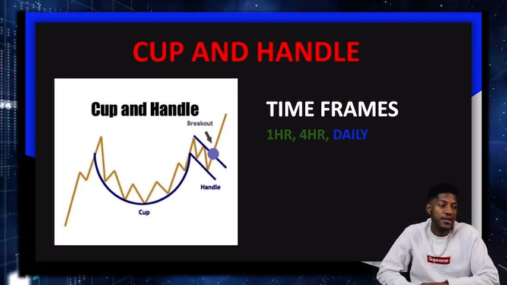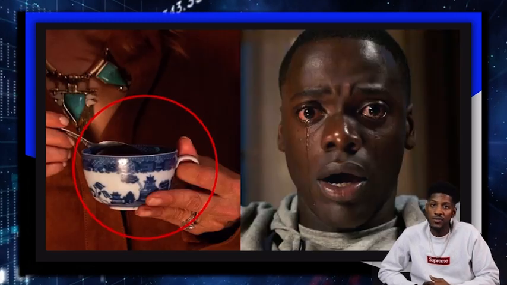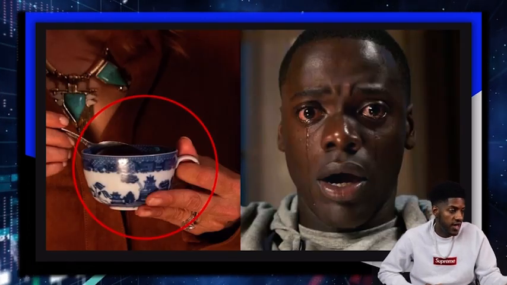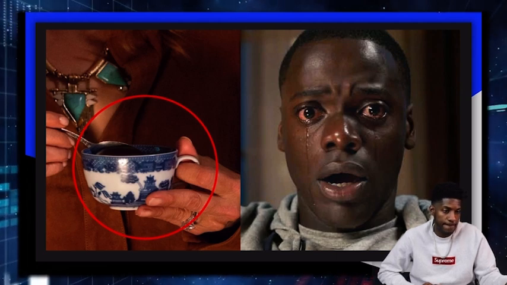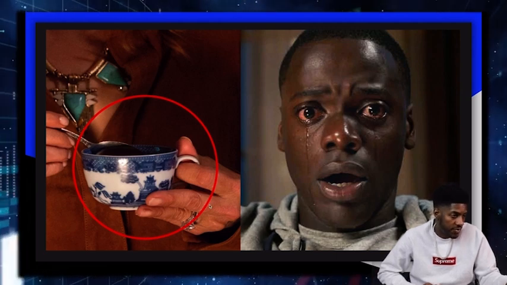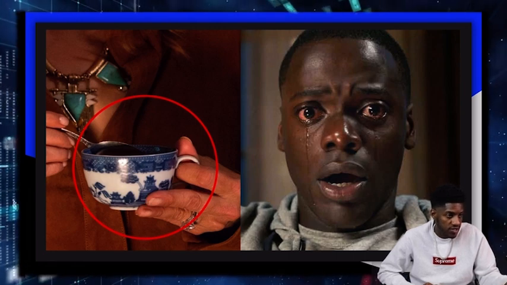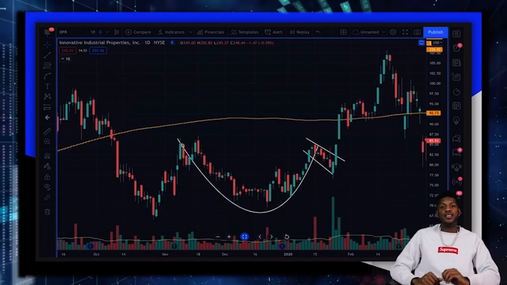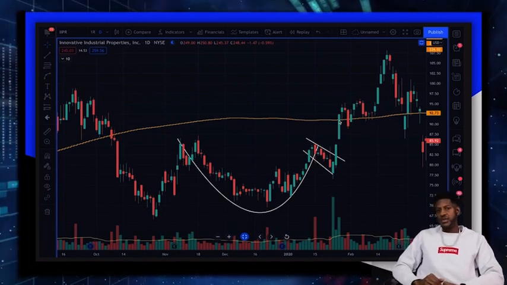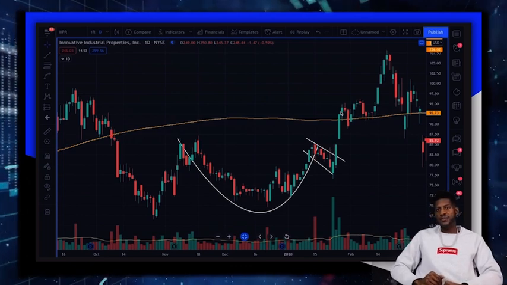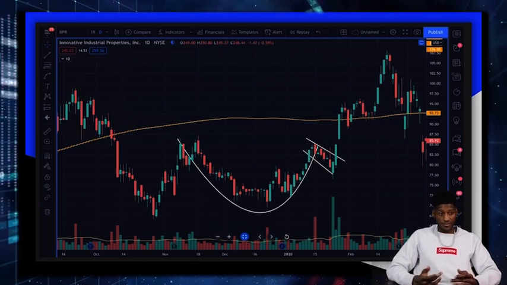Now, I compare these to a teacup, you know, like in the Get Out movie, cup and handle, right? So you have your cup form and then you have your handle, correct? Now, here it is. You have your cup and then you have your handle, and here's the breakout. Now, I did make a lot of money off of this. I made about $3,000 3 or 4 years ago. Now, granted, $3,000 isn't a lot of money, you know, but it's something.